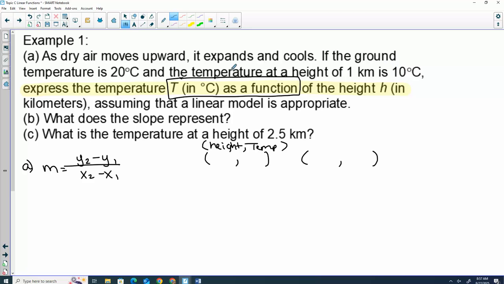The ground temperature, so I need the height. If you're on the ground, what's your height? 0. And your temperature was? 20 degrees Celsius. And then the height of 1, the temperature was 10 degrees Celsius. So now I have my 2 points, so now it should be easy, right? We do our y2 minus y1, so 10 minus 20 over 1 minus 0, and we get negative 10.